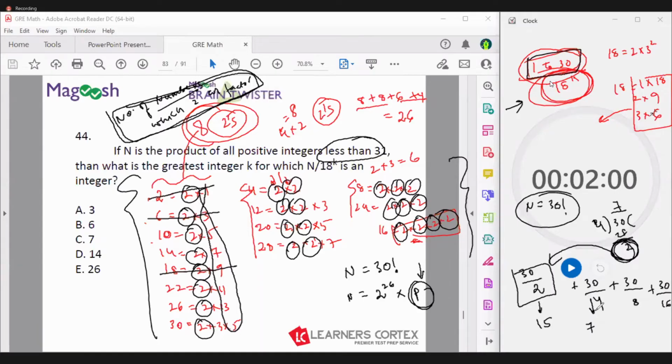Now for 7, there are seven numbers which have a factor of 4. Similarly, there will be 3 numbers which will have a factor of 8, and there will be only one particular number which will be completely divisible by 16. Does this make sense till now? Anyone who has not understood this? So this gives us 15 plus 10, 25 and 26.